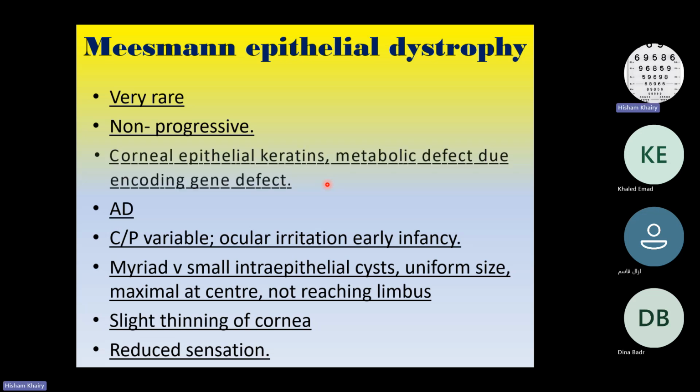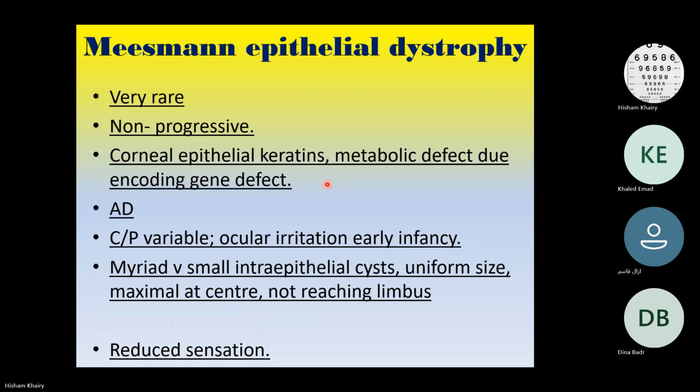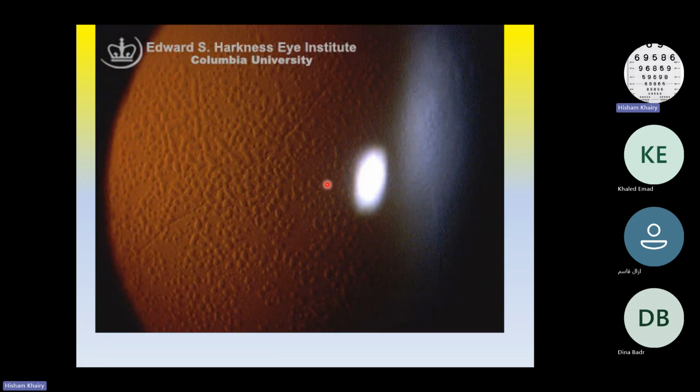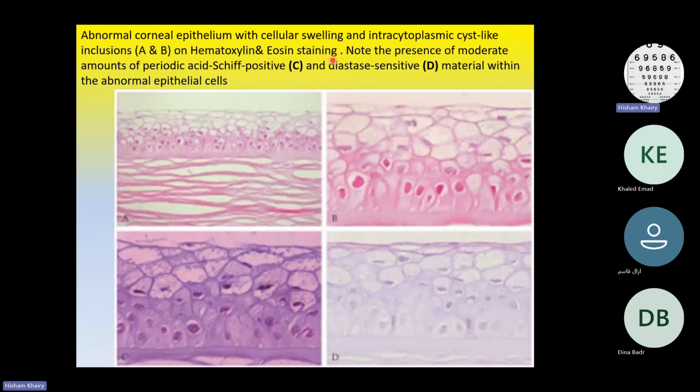So it's very rare, non-progressive, with corneal epithelial keratin and metabolic defect, autosomal dominant, the clinical picture is variable, many small intraepithelial cysts, uniform in size, maximal at center, not in the limbus, slight thinning of the cornea, reduced sensation. Here is retroillumination against a dilated pupil, and here are the intraepithelial cysts.